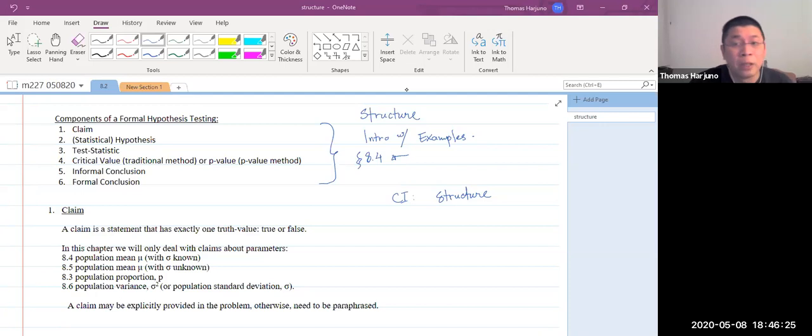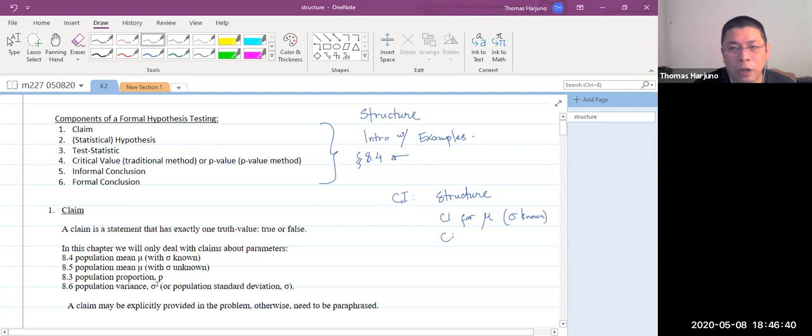Just like when I taught you confidence interval, I taught you the structure first, and then I applied that to confidence interval for mu with sigma known. Once you get used to the structure, then we just hit it. If you remember, the next week after that, we did mu with sigma unknown, and then confidence interval for P.